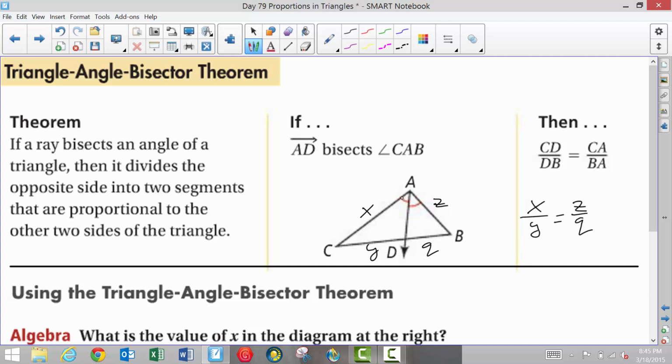Why? Because of the angle bisector. I'm not saying the angle bisector is perpendicular. It's not a median. It's not an altitude. It's just an angle bisector. And it only works with triangles. Therefore, you have proportional sides created. So let's apply it.